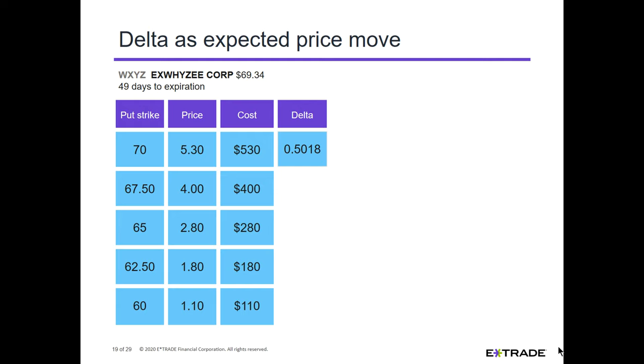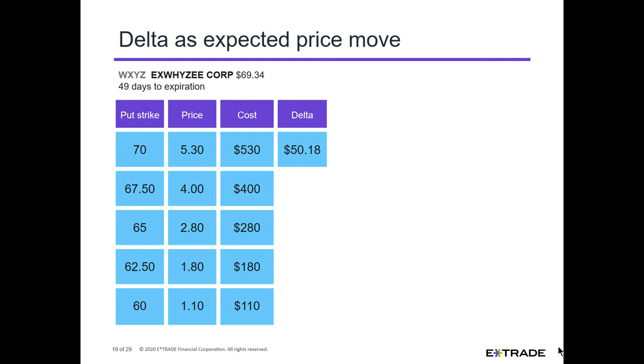The $62.50 was $1.80. The $60 is $1.10. Delta for the $70 is 0.5018. The definition of delta, or the interpretation of delta, can be looked at in two important ways. And the first one is as what we'll call an expected price move. What we mean by that is delta tells us that if the underlying stock moves $1 immediately, the option should change by half of that, 0.5018 of that.